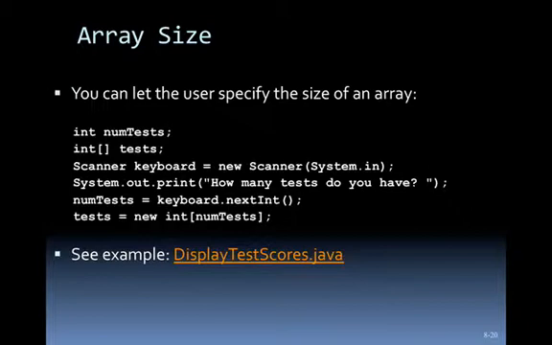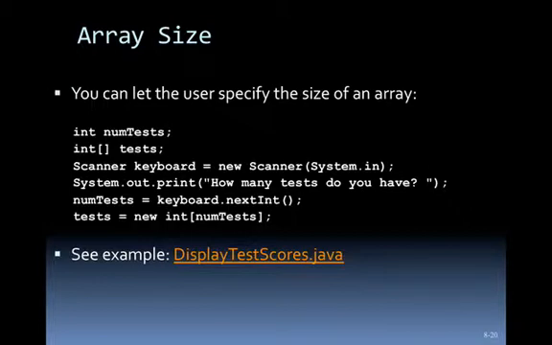Essentially what you're doing is you're setting up the number of tests that have been turned in. You're setting up an array or a list of those tests. I assume they're scores by the fact that we're using an integer. We're asking the question how many tests you have, and then we're giving them the ability to respond.